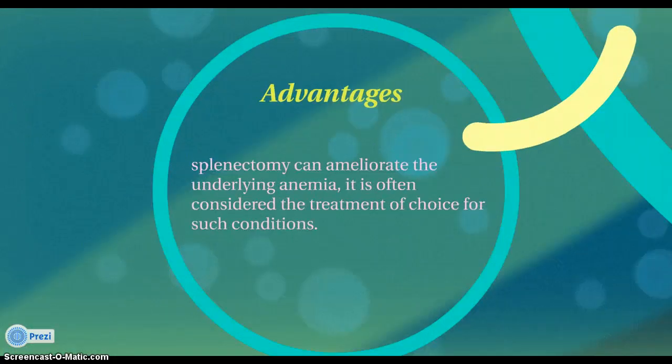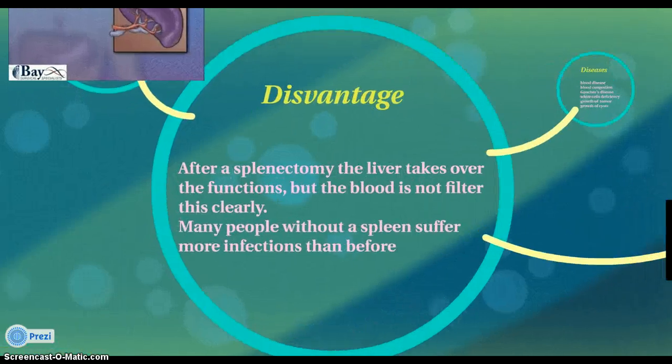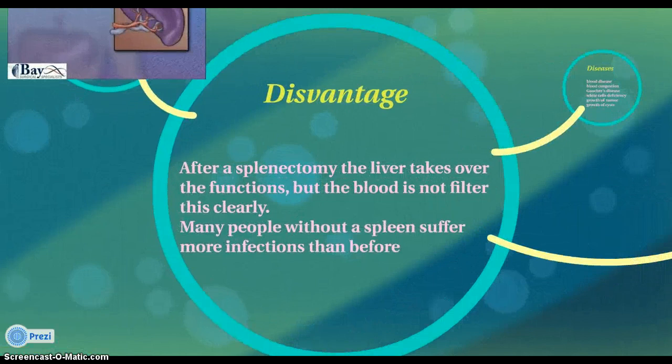Advantage: splenectomy can ameliorate the underlying anemia. It is often considered the treatment of choice for such conditions. Disadvantage: after a splenectomy, the liver takes over the functions, but the blood is not filtered as thoroughly. Many people without a spleen suffer more infections than before.